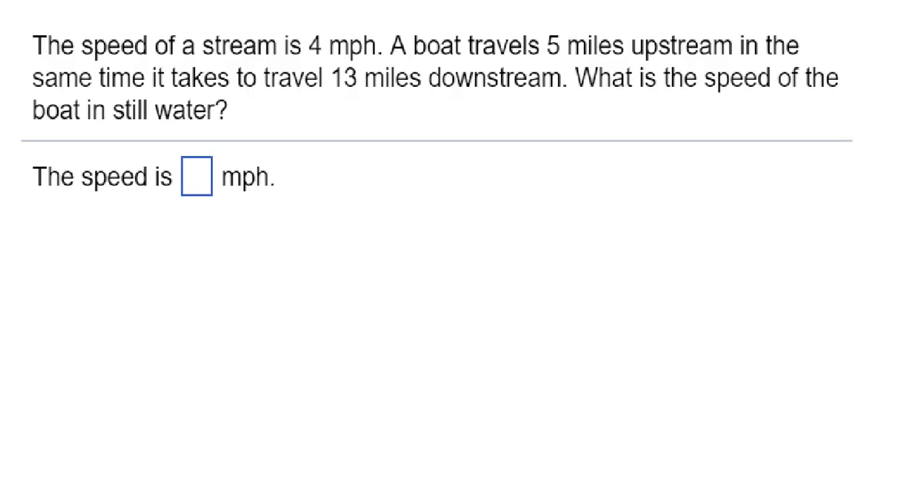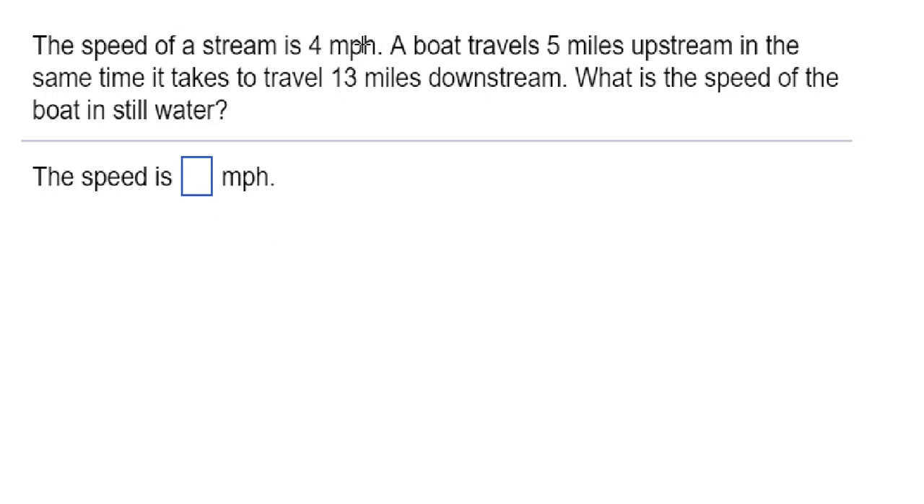All right. So the speed of a stream is 4 miles per hour. A boat travels 5 miles upstream. Now notice that's a distance, 5 miles. They're giving us a distance. That's what makes these problems a little more difficult. The boat travels 5 miles upstream in the same time it takes to travel 13 miles downstream. What is the speed of the boat in still water, if there was no current, right?